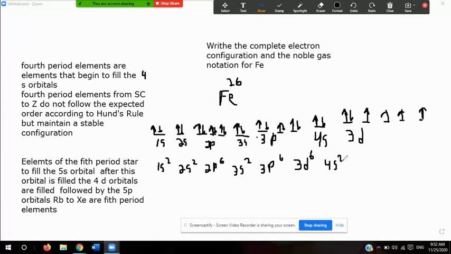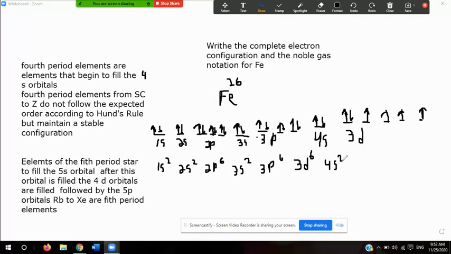The orbital notation, ladies and gentlemen, has the arrows, and the electron configuration does not follow that order. So in the electron configuration, I do write the 3d and then the 4s.